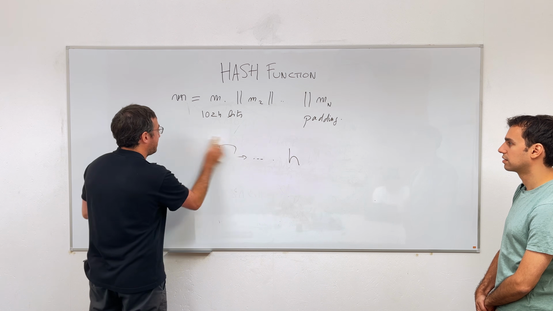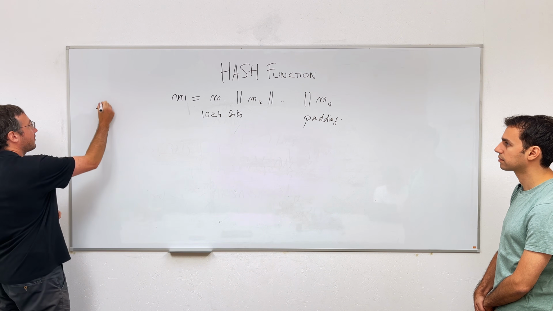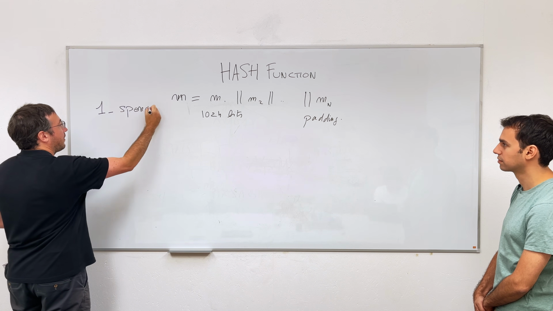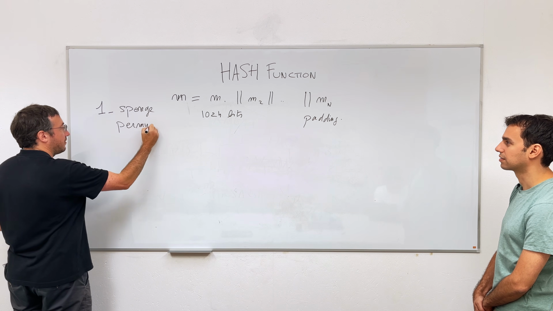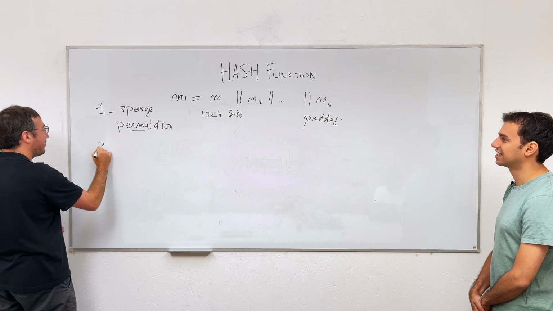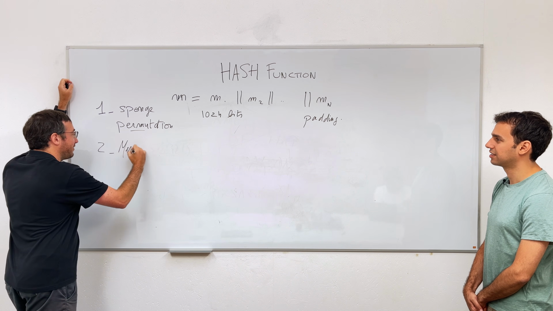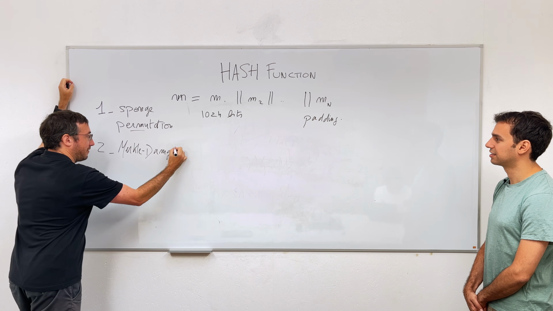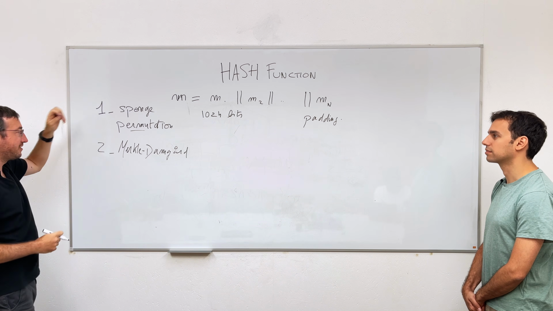So I'm going to write scientific terms here. The first one is usually called the sponge, and it is based on a permutation. Okay. I'm guessing you're going to explain what this means in a second? Yep. Permutation. And the second one is sometimes called the Merkle-Damgård construction, because those two guys had the same idea around the same time in the 80s.